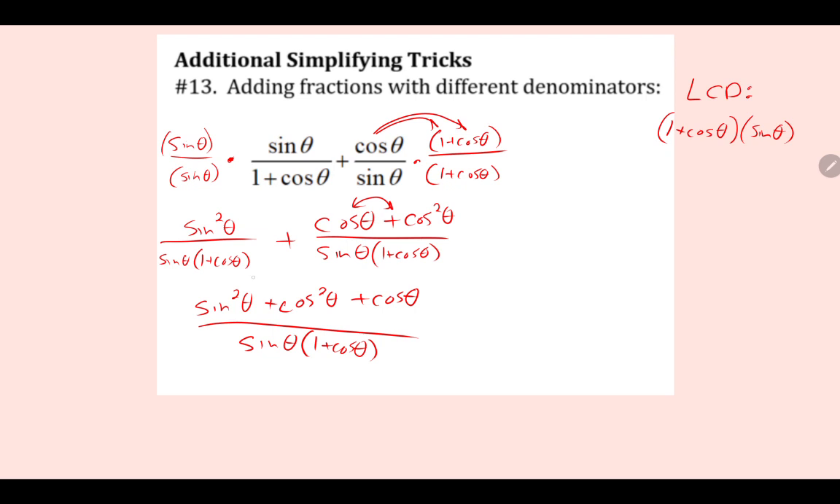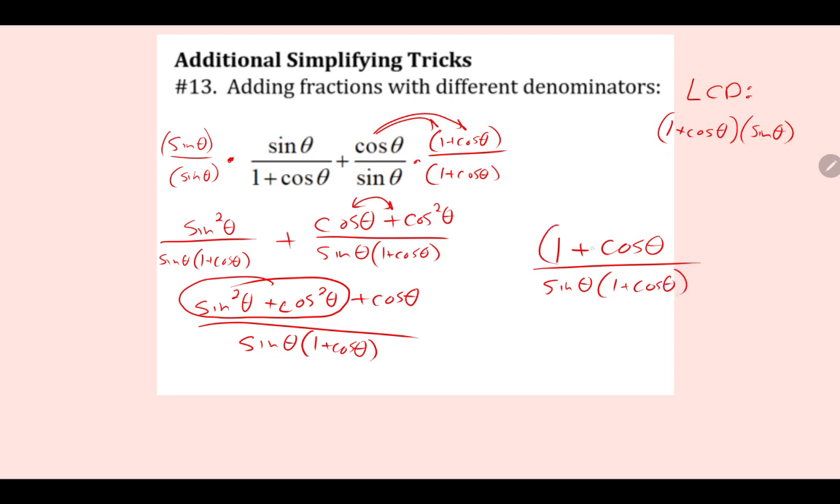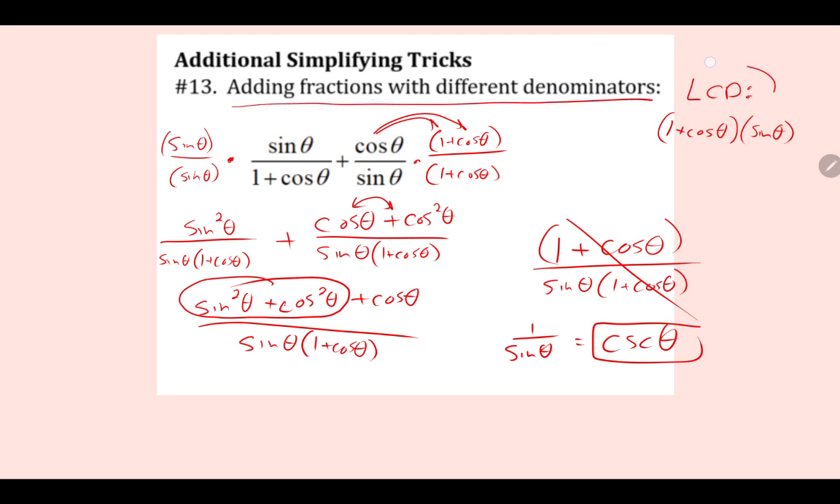You can probably pick out the reason why I flipped them, because this is a really nice one here. Sine squared of theta plus cosine squared of theta, that is just 1. So that's going to get me 1 plus cosine of theta over, again, the LCD, and something else awesome pops out. Those are two binomials that will cancel each other out, leaving me with 1 over sine of theta, which is cosecant of theta. So a lot of steps to get you there, but the general idea of adding fractions with different denominators is all about getting an LCD.